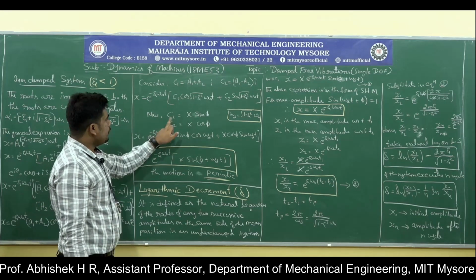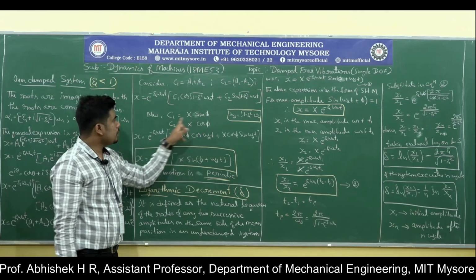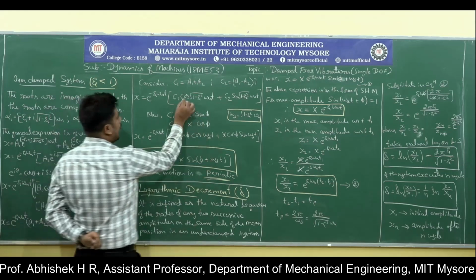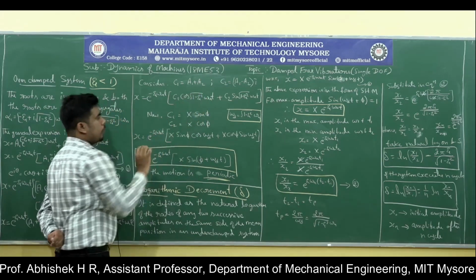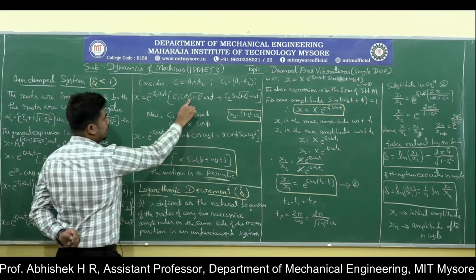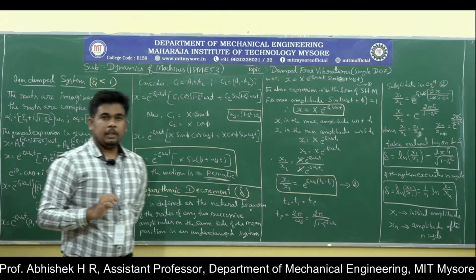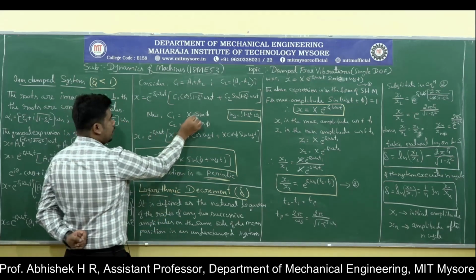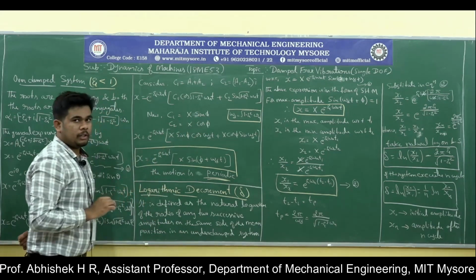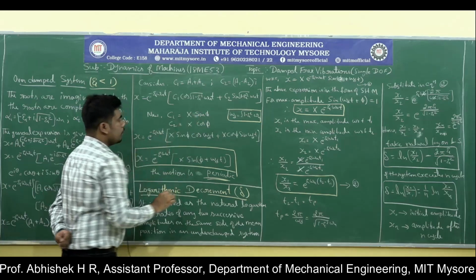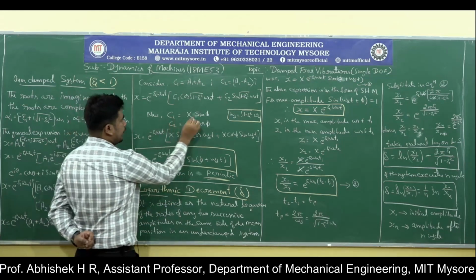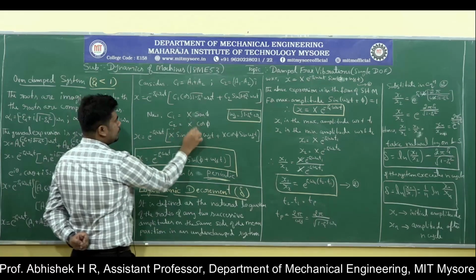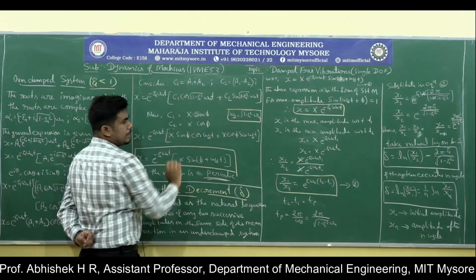Then in place of c1 and c2, I have considered the values. c1 is X sin phi and c2 is X cos phi. Why? Because here I have cos of square root of 1 minus zeta square omega n into t, right? Since this condition holds good for the periodic motion, the remaining trigonometric function is what? The sin phi. Now for c1 it is X sin phi and c2 it is X cos phi. Just apply this condition in place of c1 and c2.